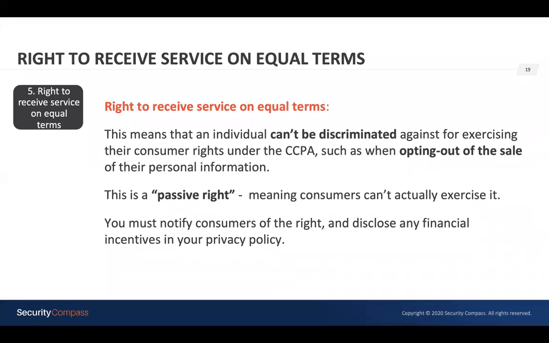So any financial incentives offered should not be unjust, unreasonable, or contingent on the consumer opting into the sale of their data. So this is more of a passive right, meaning consumers cannot actually exercise it, but you must notify consumers of the right in your privacy policy and be transparent to disclose any discounts or financial incentives that might be contingent on someone's data.